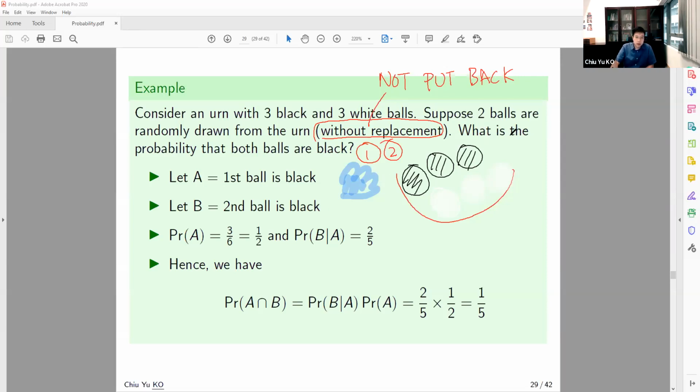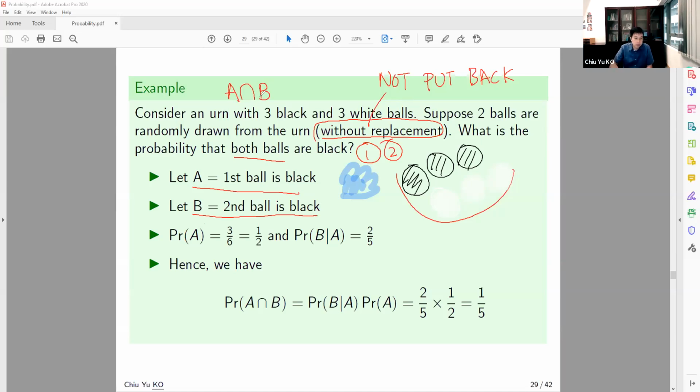So now the question is, what is the probability that both balls are black? Okay, so now we divide them into 2 parts. We say A is the first ball is black, B the second ball is black. What is being asked, both are black, means A intersect B, A and B happen at the same time.